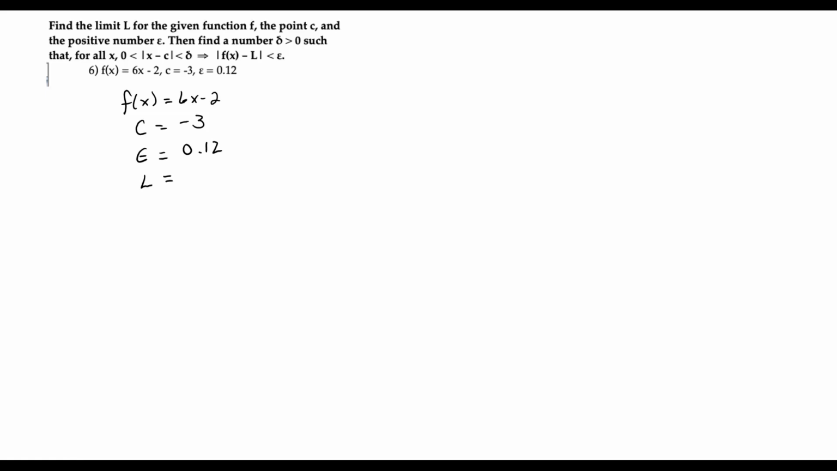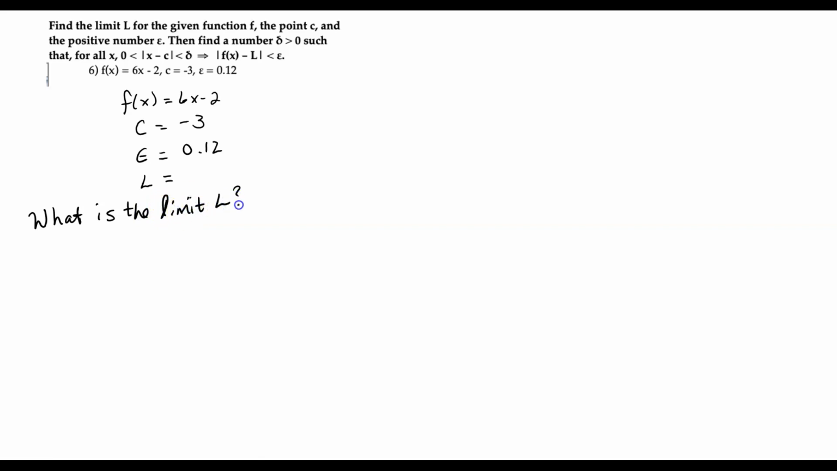Okay, so we're taking a look at the following problem, and we're asked to find the limit for this function f. We're given the point c and a y tolerance epsilon, and then we're asked to find a delta that satisfies the inequality that is within the acceptable tolerance of the limit. So we've got a little bit of work, but it's not too bad. All right, our first question is, what is the limit? All right, what is the limit?